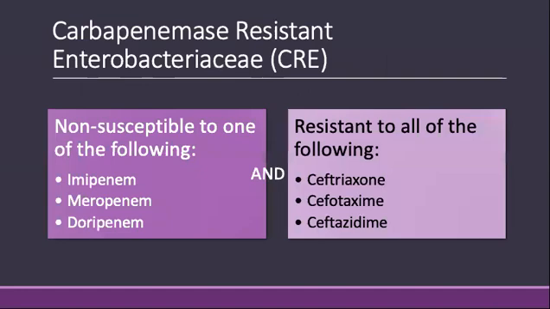Next, we'll transition towards resistance, so carbapenem-resistant Enterobacteriaceae. This is defined as bacteria that are both non-susceptible to at least one of imipenem, meropenem, or doripenem, and resistant to ceftriaxone, cefotaxime, and ceftazidime. Just a note, Enterobacteriaceae is a large family of gram-negative bacteria.